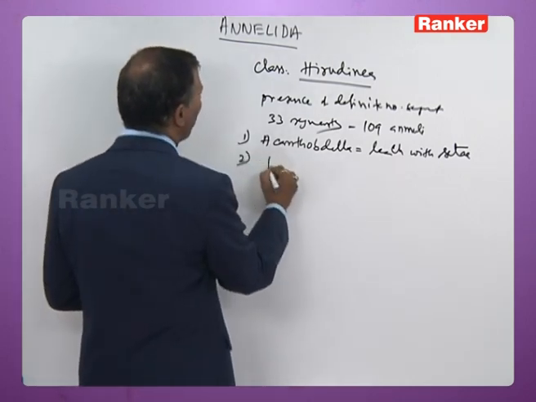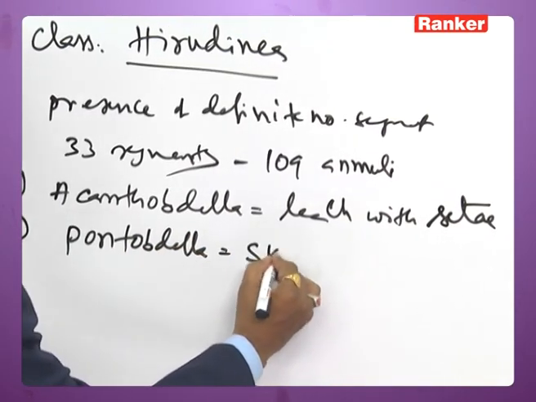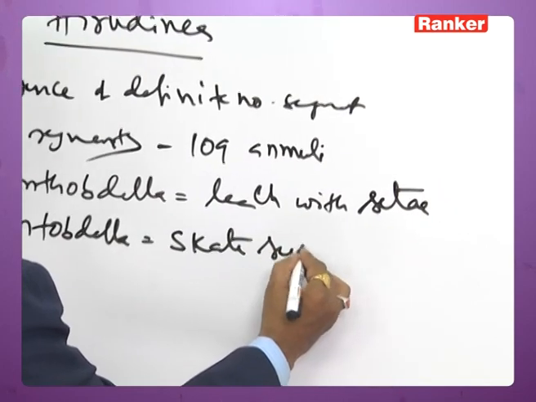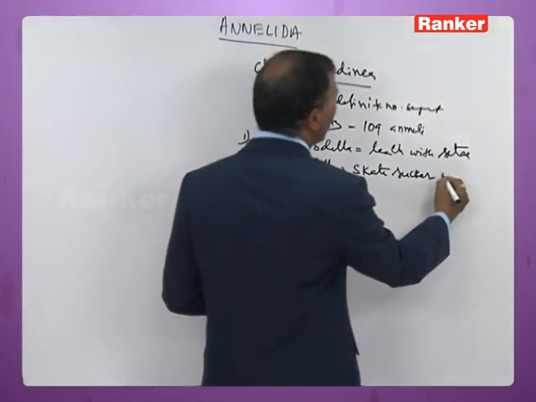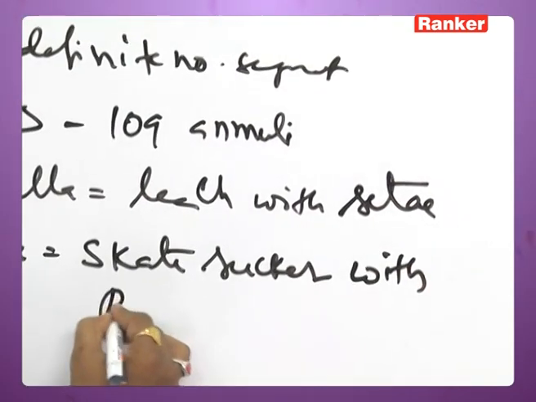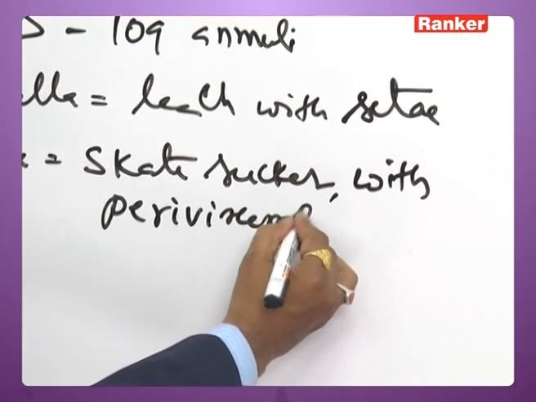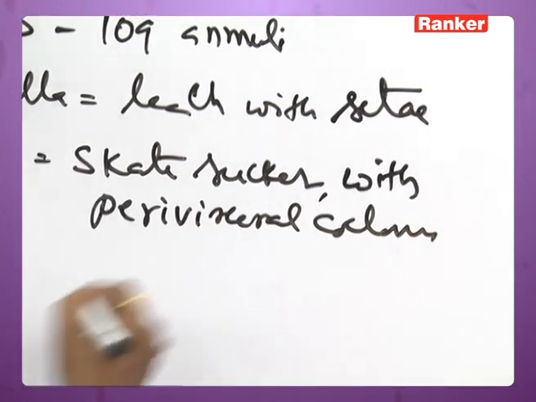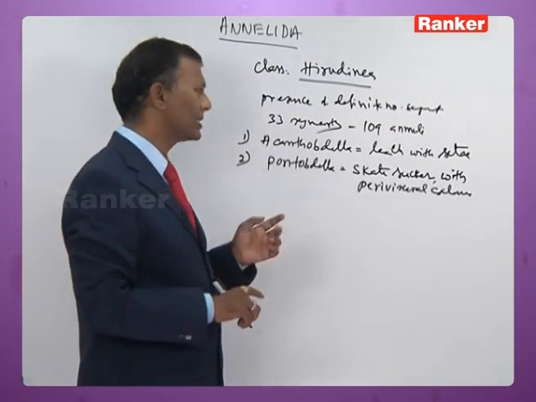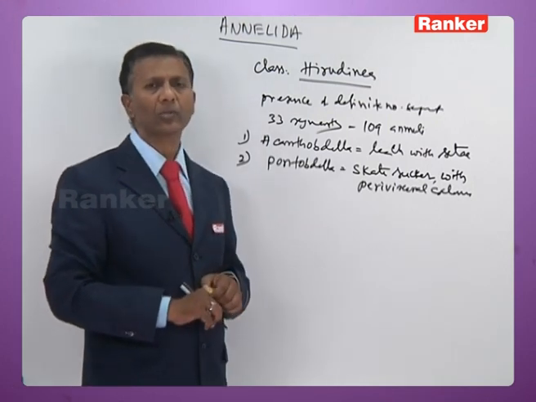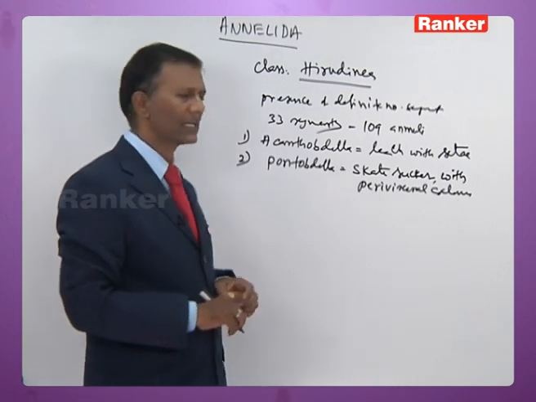Acanthobdella. Then Pontobdella is commonly called skate sucker, and it is a leech with perivisceral coelom. Because in other leeches, coelom is replaced by botryoidal tissue. So the leech with perivisceral coelom is Pontobdella. It is also called skate sucker, sucks the blood of cartilaginous fish called skates.